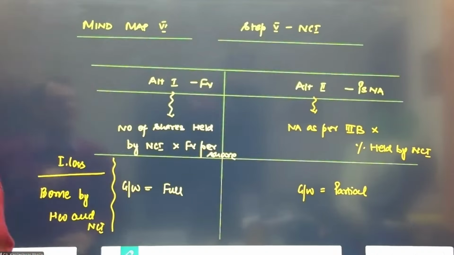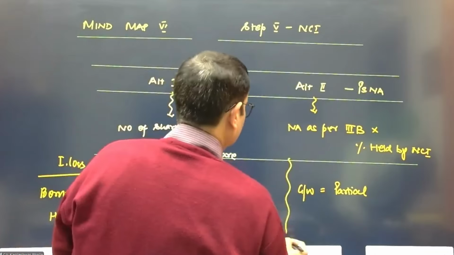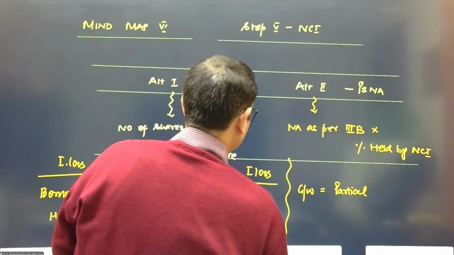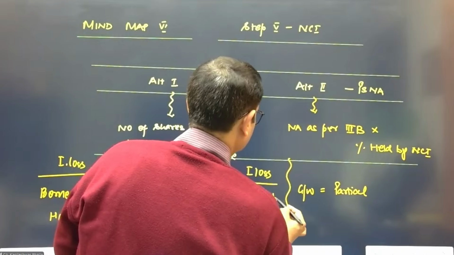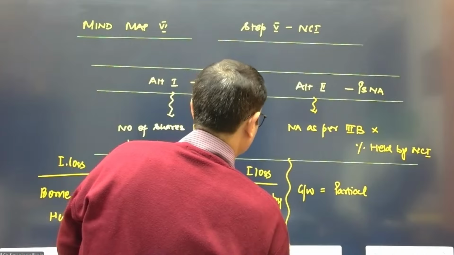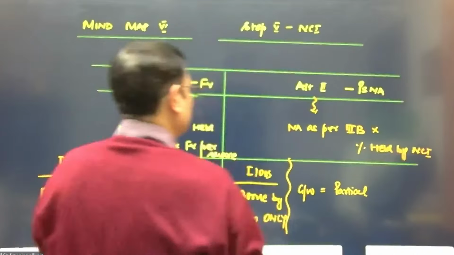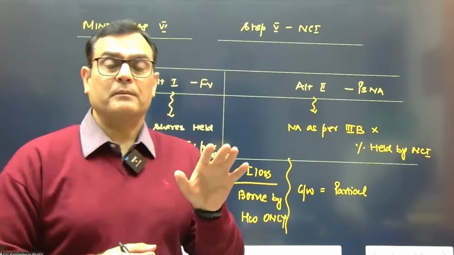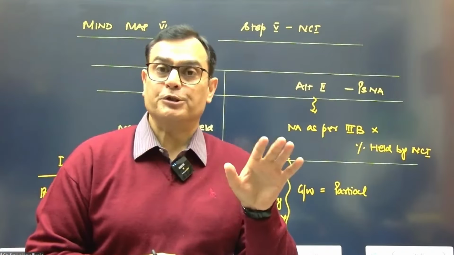But if it is a partial goodwill, then we also need to consider that impairment loss is borne by the parent company only. It is borne by the holding company only. NCI is not going to bear the loss. So those nitty-gritties, we'll see later. That is on mind map number 6 on NCI computations.